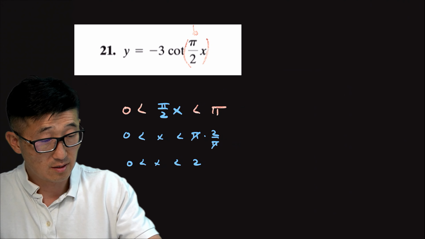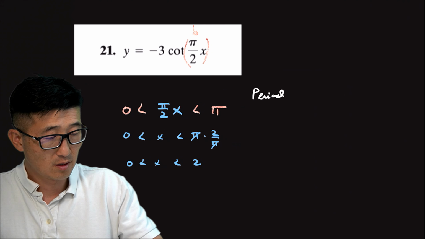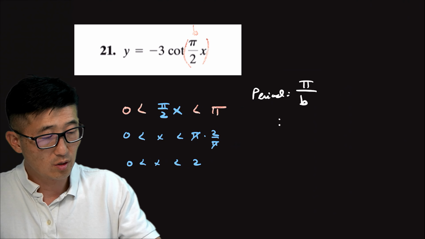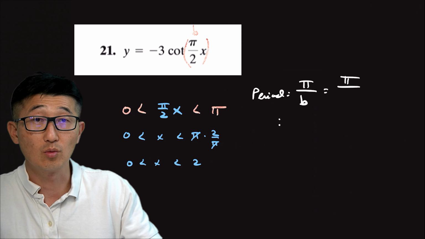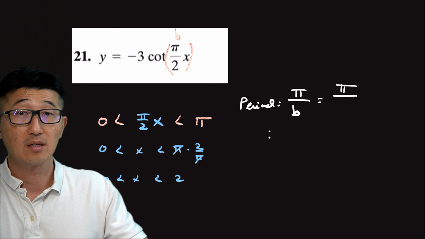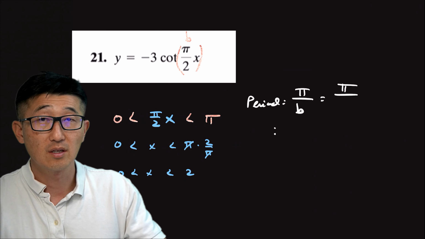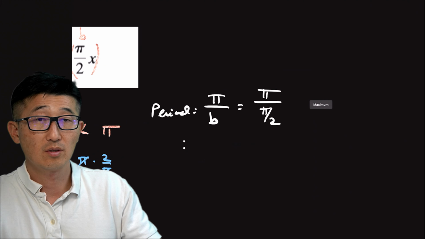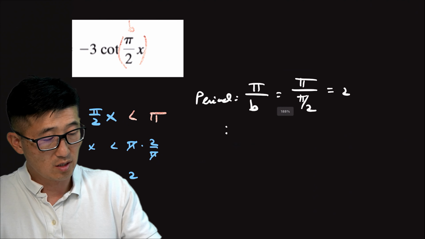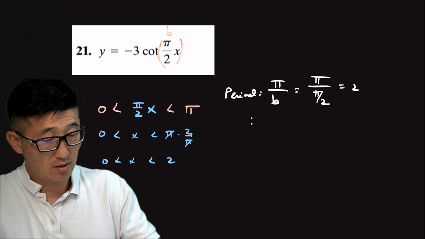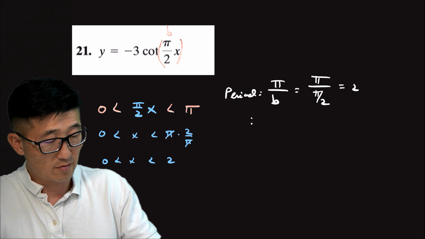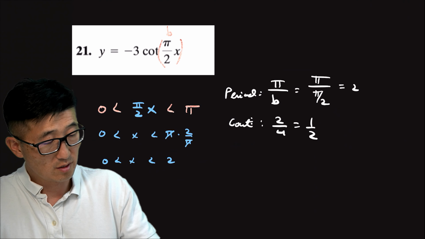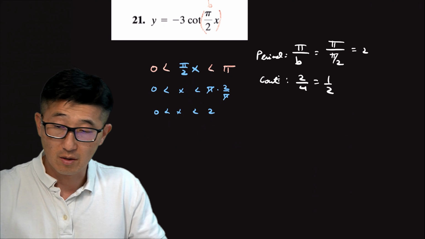What's your period? Be careful with this one. It's pi over b. Wait, what's our b again? Pi over 2, which is equal to 2. And then divide that by 4. That's our count. So 2 over 4 equals 1/2.